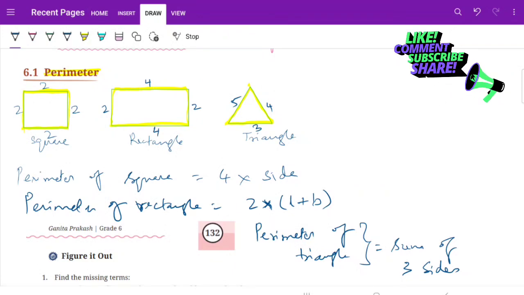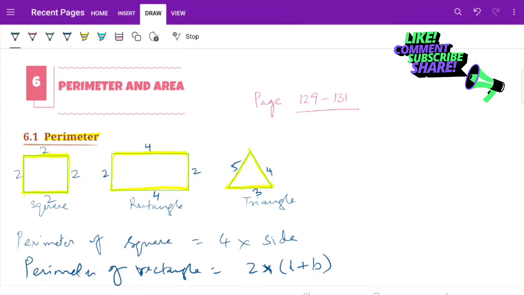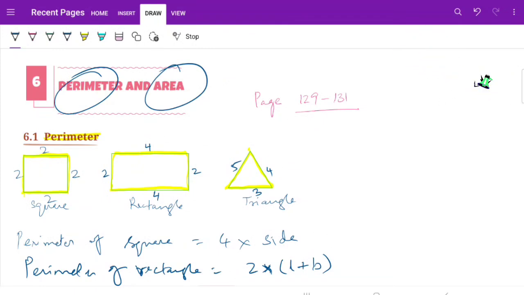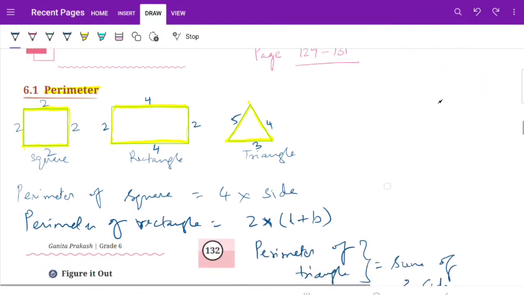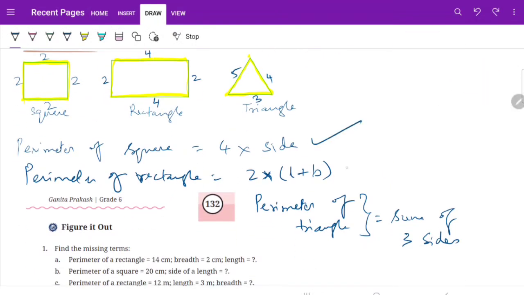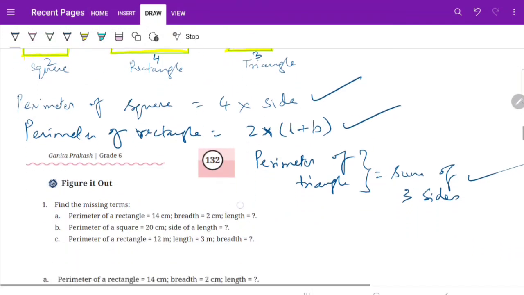Then the problems we can easily do. In this chapter basically you are studying 2 things: one is the perimeter and the other one is area. The first exercise, Figure it Out on page number 132, is related to perimeter. So go through these formulas again. Remember these 3 formulas: perimeter of square, perimeter of rectangle, and perimeter of triangle.